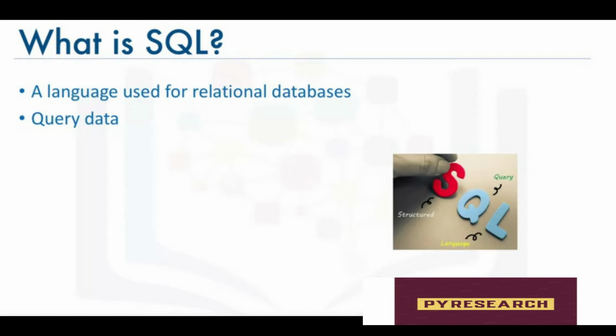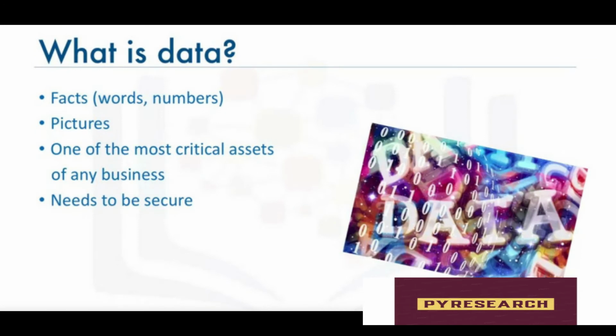But what is data and what is a database? Data is a collection of facts in the form of words, numbers, or even pictures. Data is one of the most critical assets of any business. It is used and collected practically everywhere. Your bank stores data about you, your name, address, phone number, account number, etc. Your credit card company and your PayPal accounts also store data about you. Data is important, so it needs to be secure, and it needs to be stored and accessed quickly.